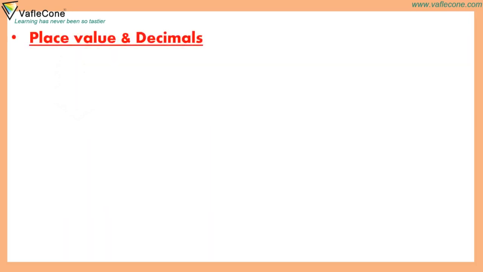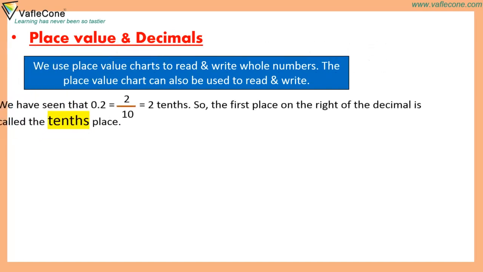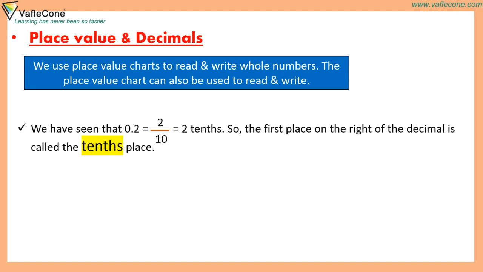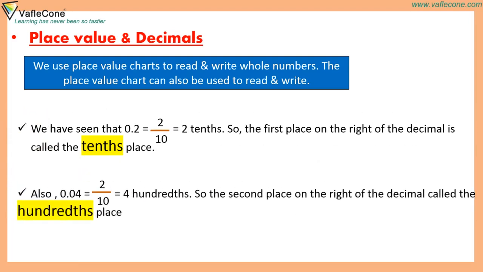Place value and decimals. We use place value charts to read and write whole numbers. The place value chart can also be used to read and write decimals. We have seen that 0.2 is equal to 2 by 10 is equal to 2 tenths. So, the first place on the right of the decimal is called the tenths place. Also, 0.04 is equal to 4 by 100 is equal to 4 hundredths. So, the second place on the right of the decimal is called the hundredths place.